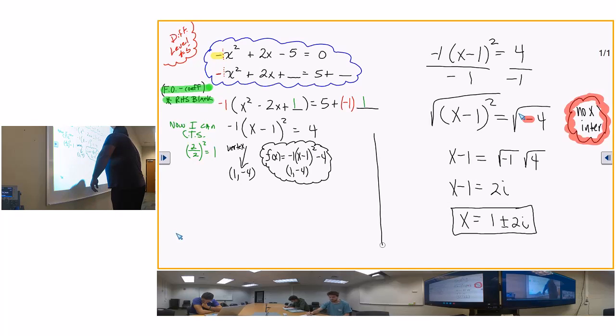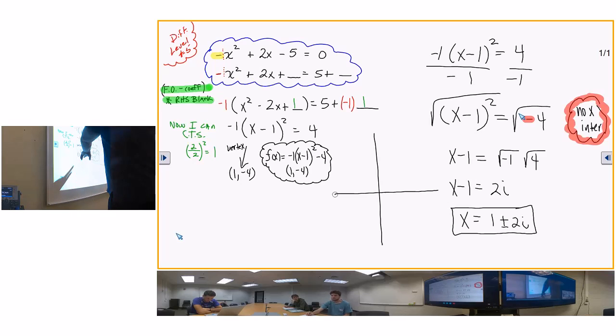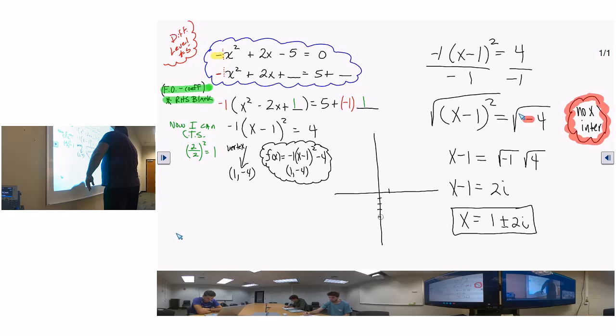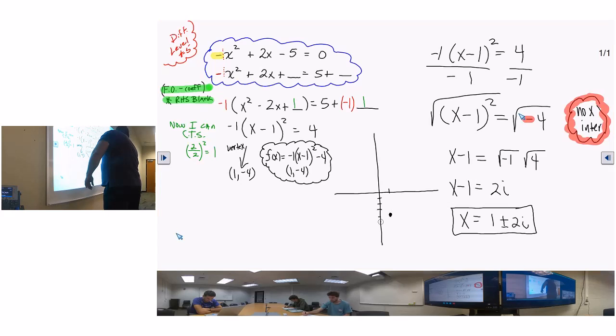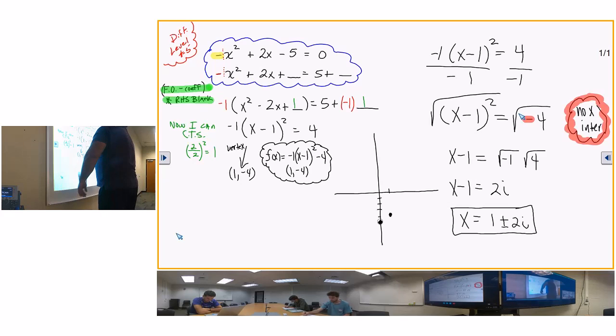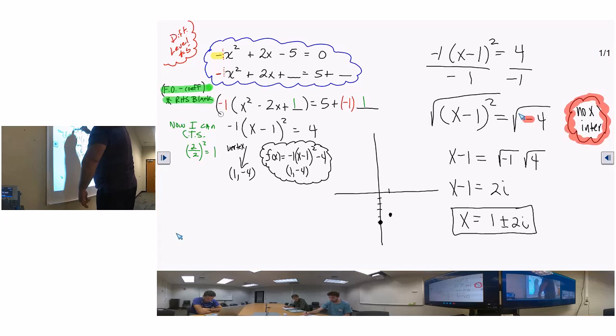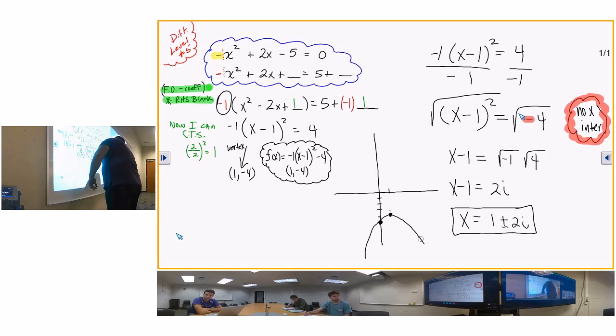And so where is my vertex? My vertex is at (1, -4). 1, 1, 2, 3, 4. And our y-intercept is -5. And which way is it going? Down. It's opening down. So therefore you do not have x-intercepts.